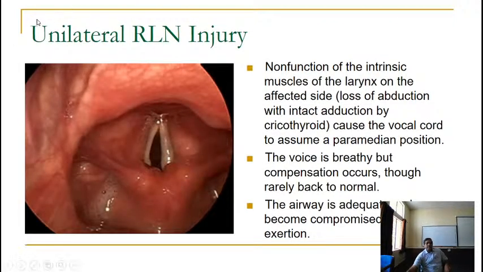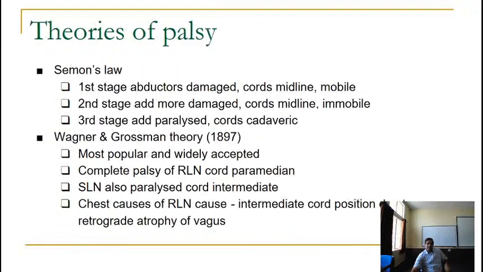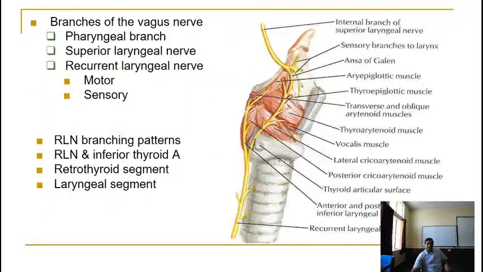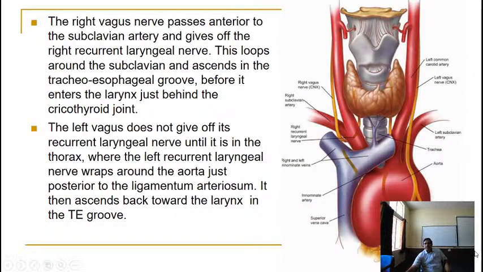Then the recurrent laryngeal nerve. The recurrent laryngeal nerve, on the right side and left side we have seen how it hooks around the arch of the aorta on the left side, and how it hooks around the subclavian on the right side. It can be affected in various conditions related to the neck or sometimes the thorax.